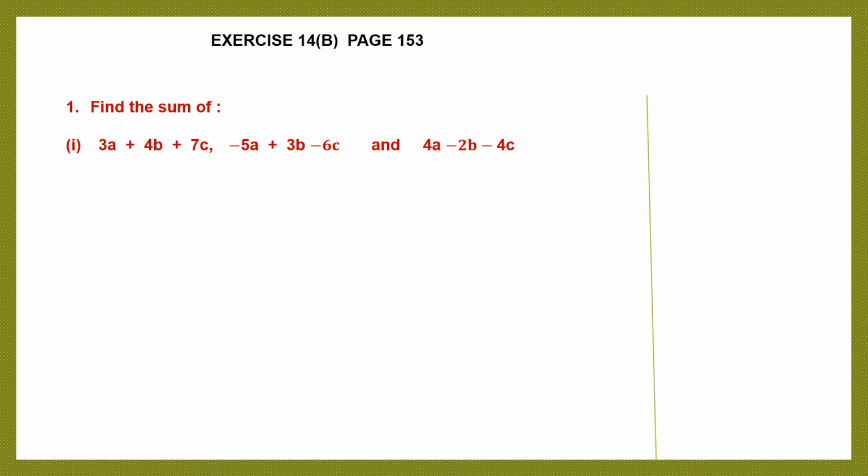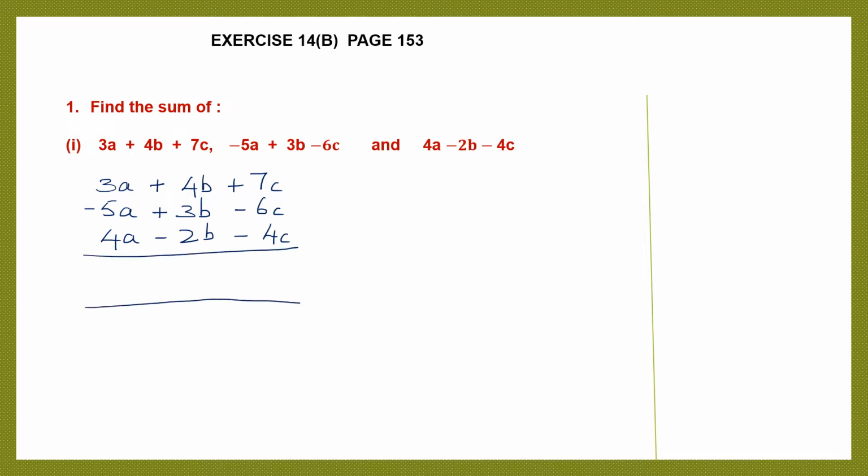So the first one here we have is 3a plus 4b plus 7c. Then we have minus 5a. It should come along in the same order below a. All the a's, all the like terms are in the same column. Plus 3b minus 6c. Then we have 4a minus 2b minus 4c. So the first step is important. Arrange them in order, like terms in the same column. Now first step here, let's put the plus sign for the numbers that don't have it.